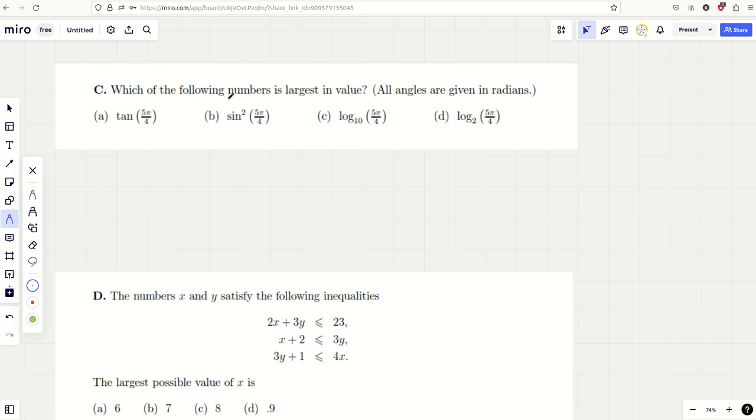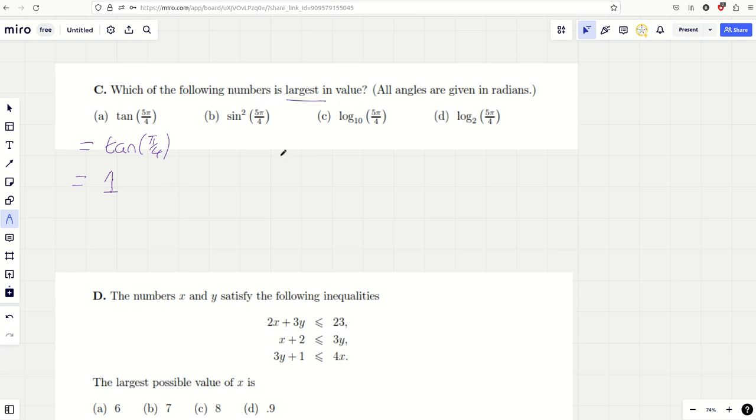Which of the following numbers is the largest in value? Okay, so tan of 5 pi over 4 is the same as tan of pi over 4, yeah? And that's just because you can always add a pi in radians, or 180 degrees, to any tan thing, because tan repeats every 180 degrees. And tan of pi over 4 is 1, because it's tan of 45 degrees, yeah? Okay, so that's 1. What about sine squared of 5 pi over 4?